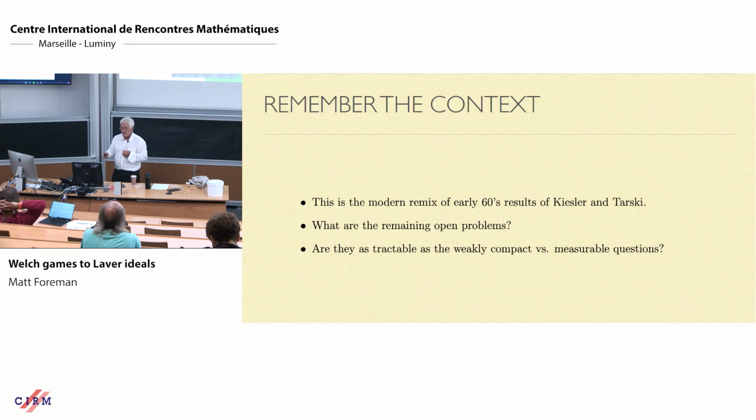So this is the modern remix of results of Keisler and Tarski. What are the remaining open problems? Are they as tractable as the question of weakly compact versus measurable cardinals? So are they as tractable as what we did?